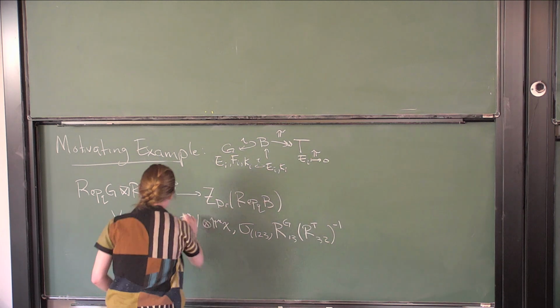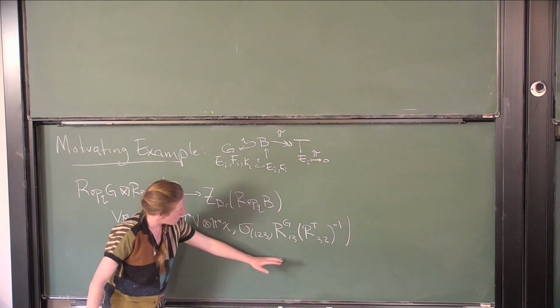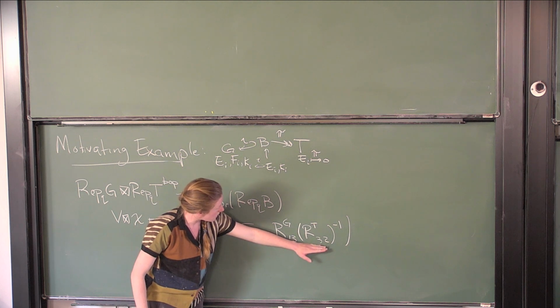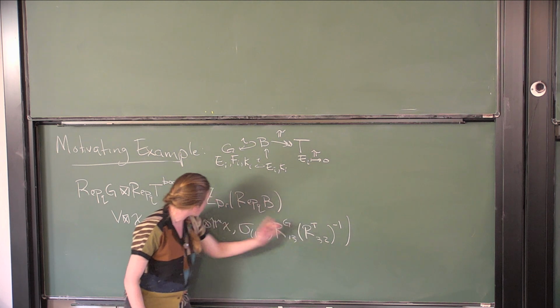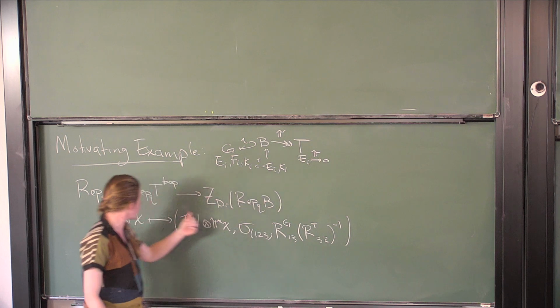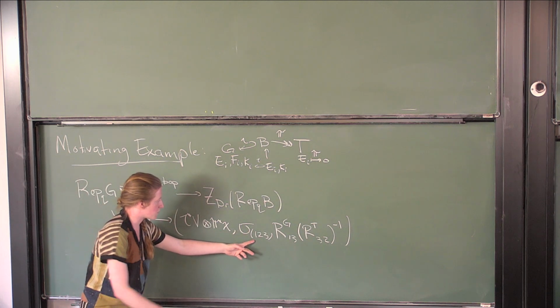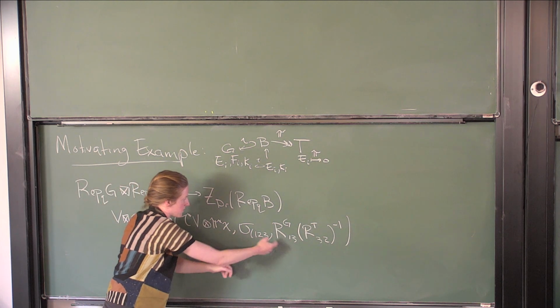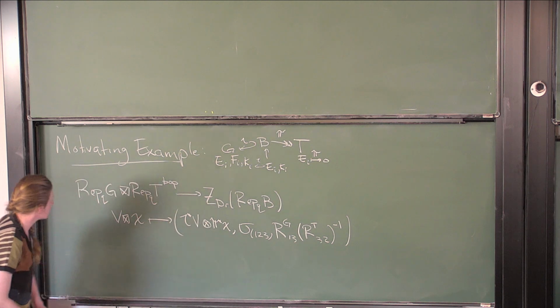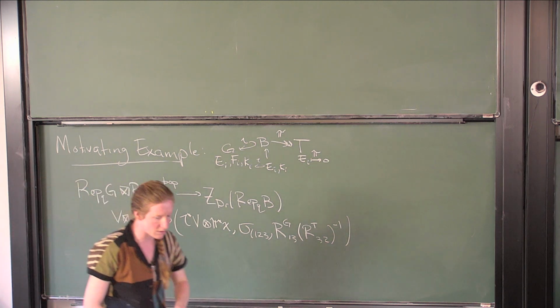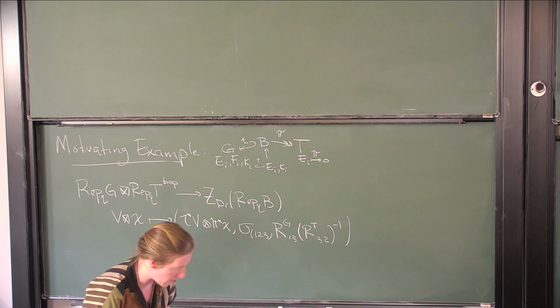Where this notation, this whole thing, where this is the R matrix describing the braiding in Rep T, this is describing the braiding in Rep G, and this just permutes the factors of the tensor product like that. So this is my example that I want us to focus on for a while.